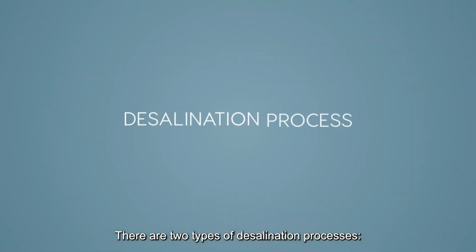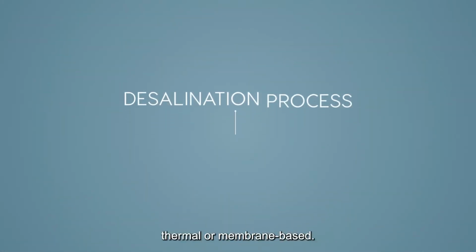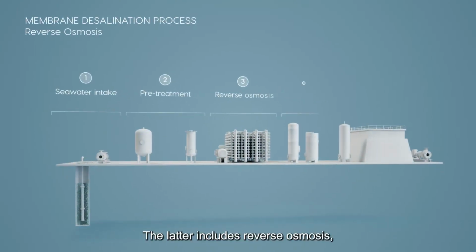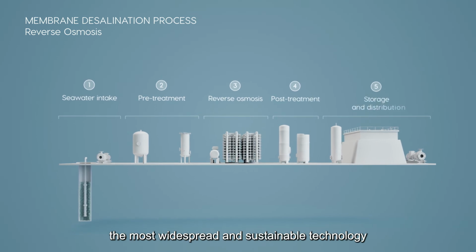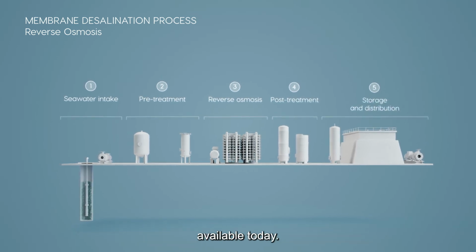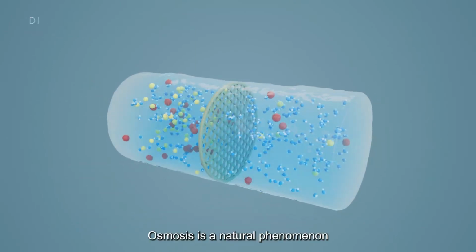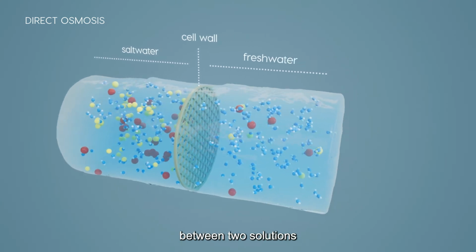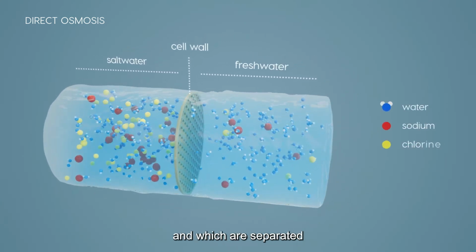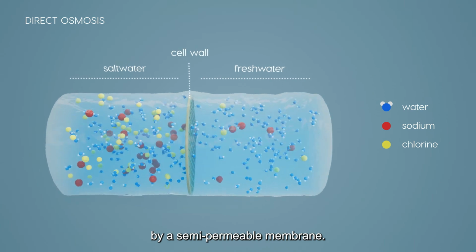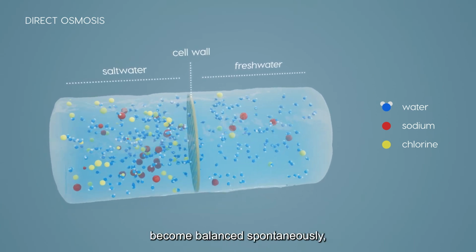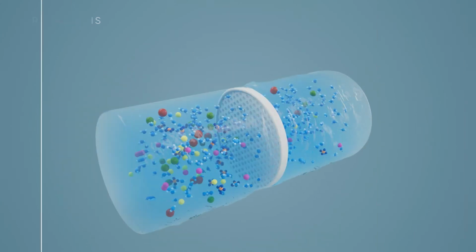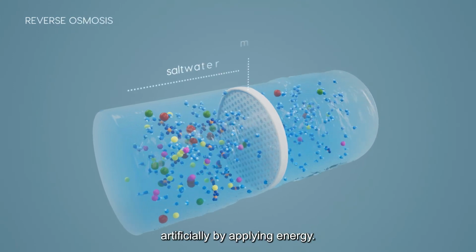There are two types of desalination processes: thermal or membrane-based. The latter includes reverse osmosis, the most widespread and sustainable technology available today. Osmosis is a natural phenomenon that occurs when matter is exchanged between two solutions that have different concentrations and which are separated by a semi-permeable membrane. The concentrations of these two solutions become balanced spontaneously without the need for energy. This process can be reversed artificially by applying energy.